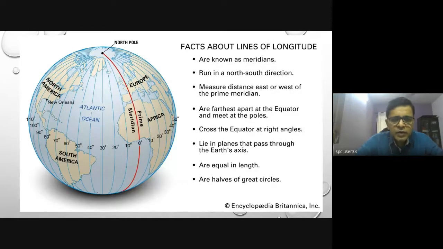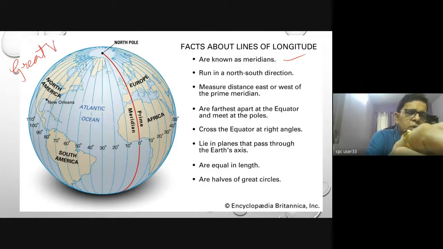We have already referred to this, but we'll quickly go over it. Facts about longitude: all are known as meridians. Yes, there was a concept which I missed out. I want you all to think about what a great circle is till then.